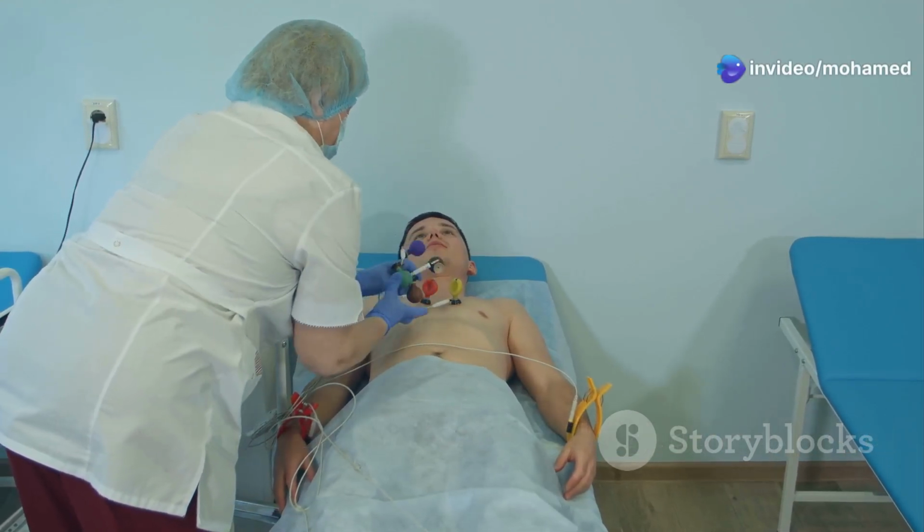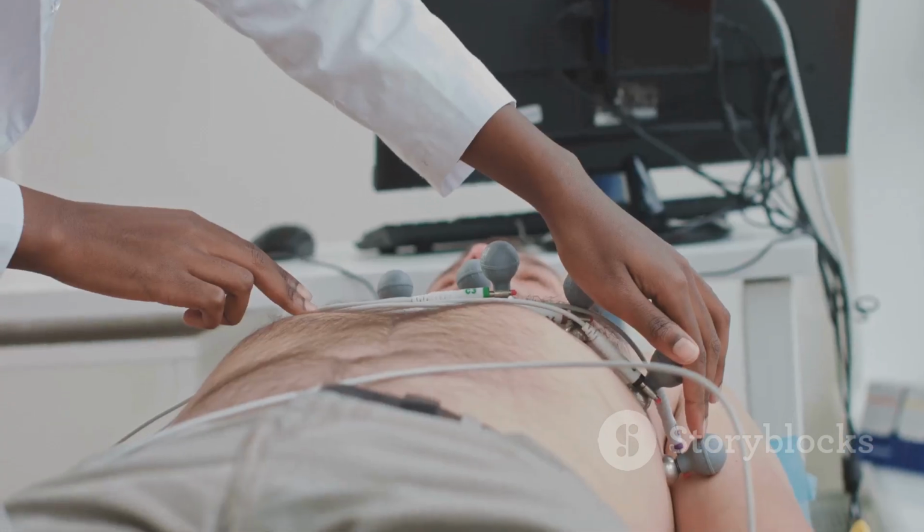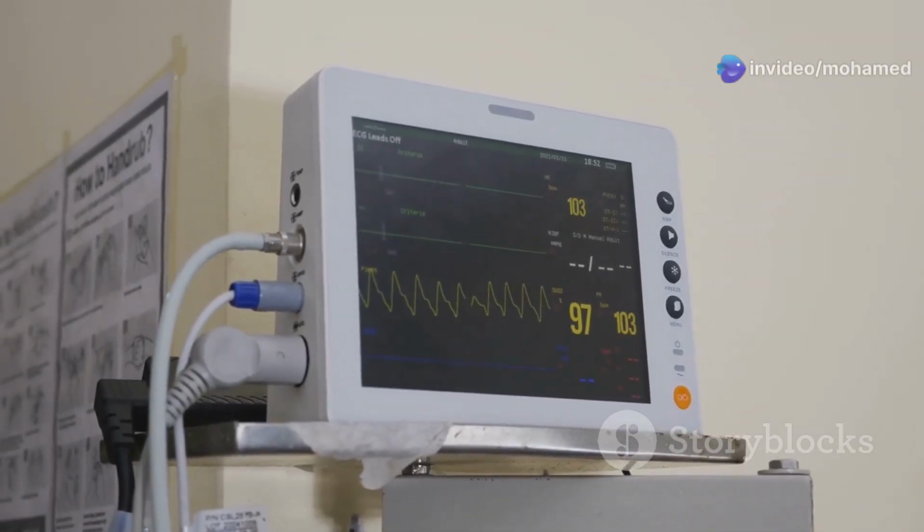An electrocardiogram or ECG is a powerful tool. It records the heart's electrical activity. Imagine it as a heartbeat monitor. Small electrodes are placed on the skin. These electrodes detect the tiny electrical signals produced by the heart.